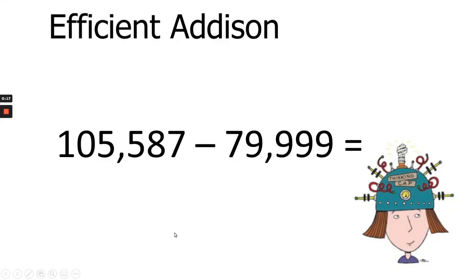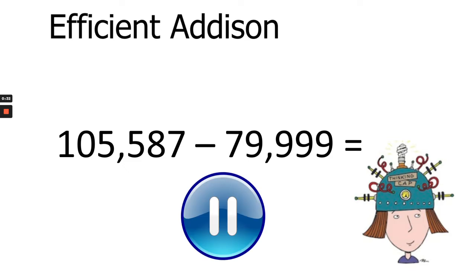We're starting with Addison today. Addison's subtracting these numbers with the most efficient method. She's got 105,587 and she's going to take away 79,999. So go ahead and pause your video and use the most efficient method for that calculation.